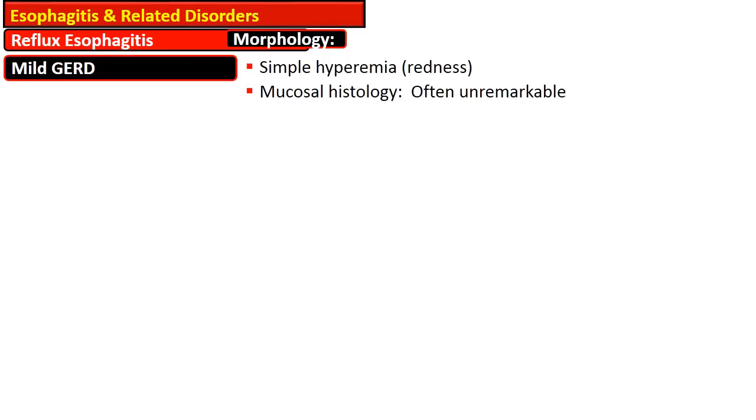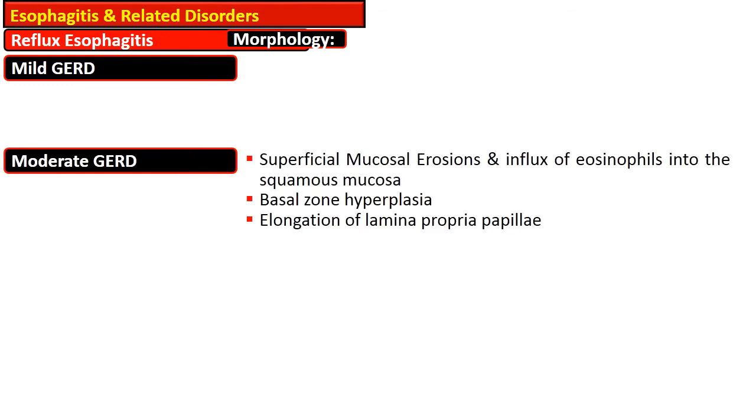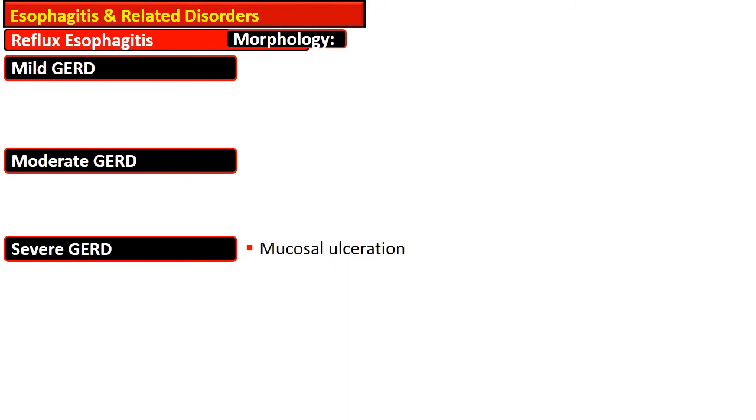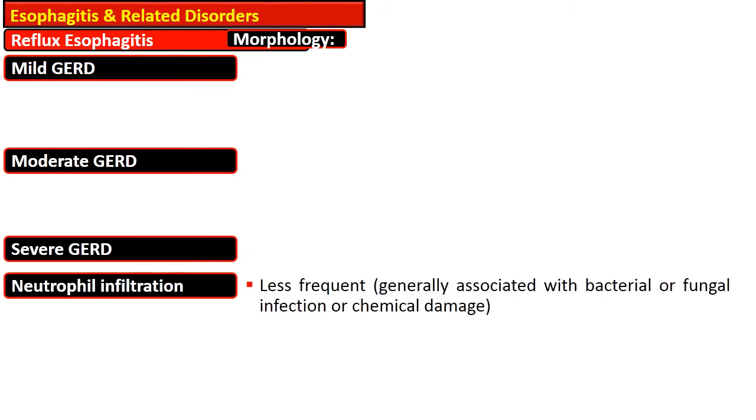The mild types of gastroesophageal reflux disease simply show hyperemia, that is the redness of the mucosa, and histology is often unremarkable in mild cases. The moderate types are characterized by superficial mucosal erosion and influx of eosinophils into the squamous mucosa. There is basal cell hyperplasia and elongation of the lamina propria papillae, and the severe types of gastroesophageal reflux disease are associated with ulceration of the mucosa.